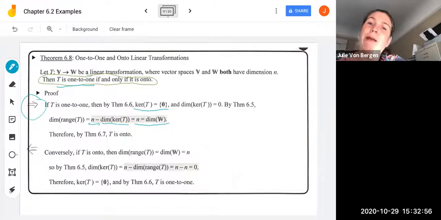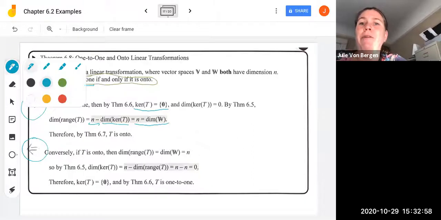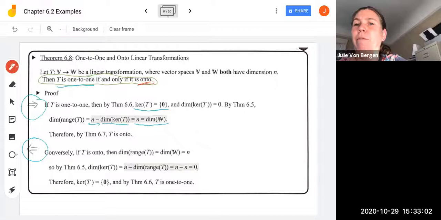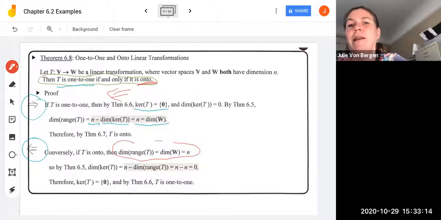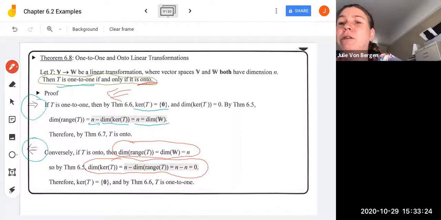So now let's look at the backwards direction. In the backwards direction, we assume the function is onto, and then we're going backwards to show that must mean that it's also one-to-one. So we're assuming T is onto, and then the dimension of the range of T equals the dimension of W equals n. So by theorem 6.5 again, well, we know n minus the dimension of the range of T equals n minus n equals 0. So that's the dimension of the kernel.